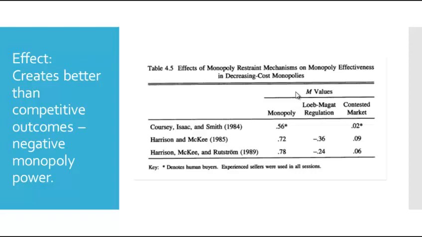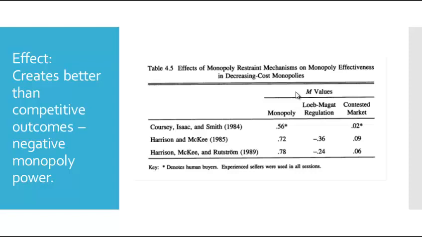So these are three experiments where if you have monopoly power, then you have 56%, 72% and 78% of the monopoly value. Then in Loeb-Magat regulation, in the last two experiments, these two succeed in expanding volume and reducing prices, and so monopoly power disappears.